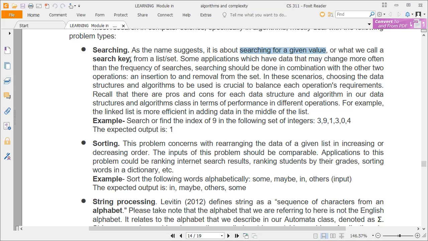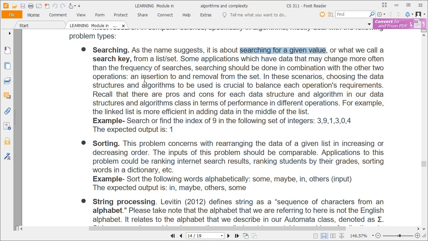Some applications have data that may change more often than the frequency of searches, so searching should be done in combination with other two operations. Okay, so naa tay gitawag operations nga insertion to and removal from the set. So, unsa may pasabot ana? Most applications makauban jud na nimo nga if mag-search ka, usahay maka-add pud ka or maka-remove pud ka.